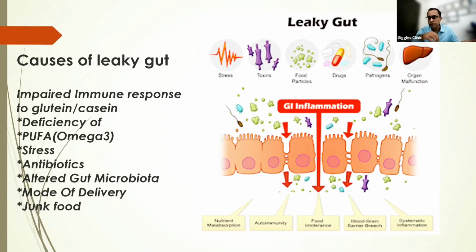Now, what are the factors which happen during the birth? The mode of delivery. The child who is delivered by cesarean section has a much, much higher chance of going into autism compared to the child who has been born by normal delivery. Now, that doesn't mean that every child who is born through cesarean section will land up in autism.